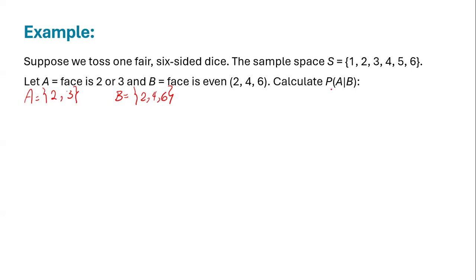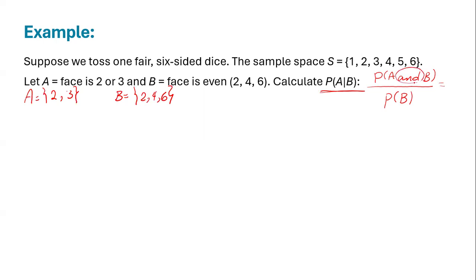Now we want to find the probability of A given B. We want to find the probability of getting 2 or 3 when B already occurred. That means when we know that we have an even number for sure. So to find this, we need the probability of A and B divided by the probability of B. Probability of A and B.